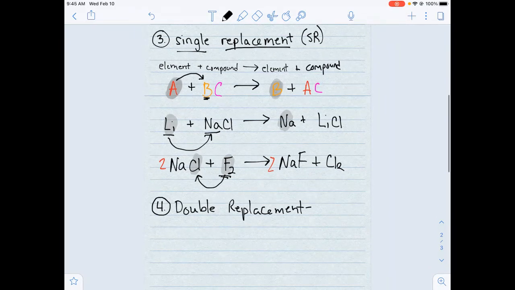Okay, we like to call this the swapping partners, the wife swap, whatever, double replacement. What you're doing is the ions in two compounds switch partners. Switch partners.